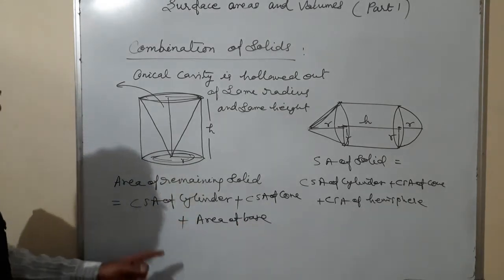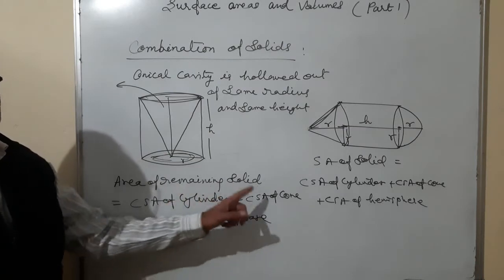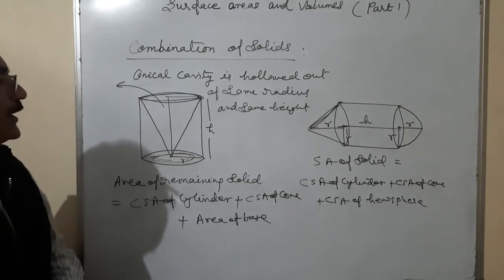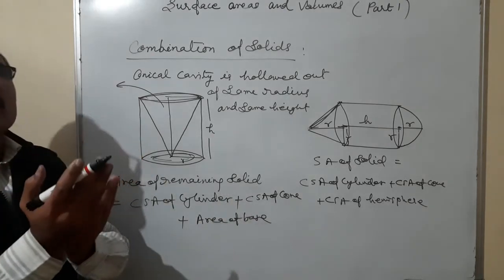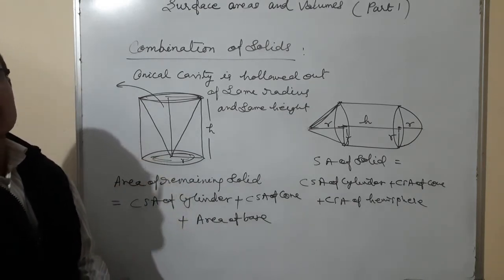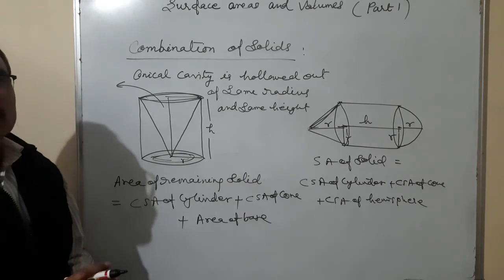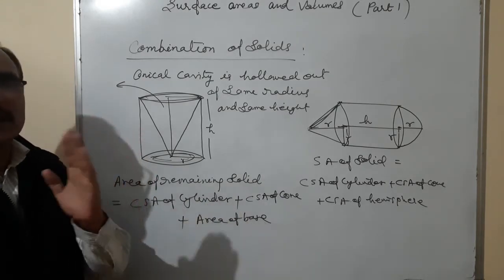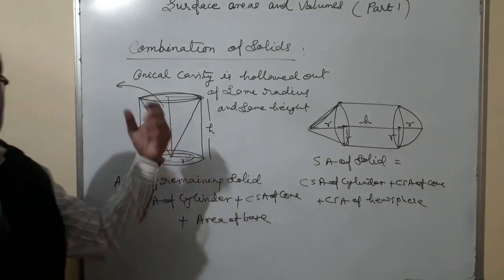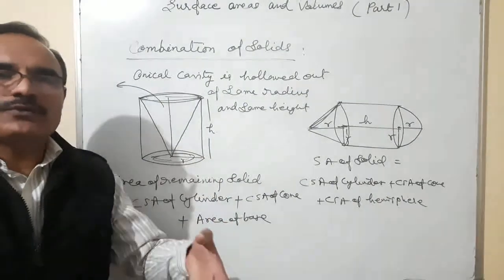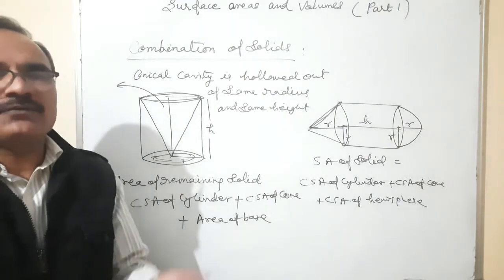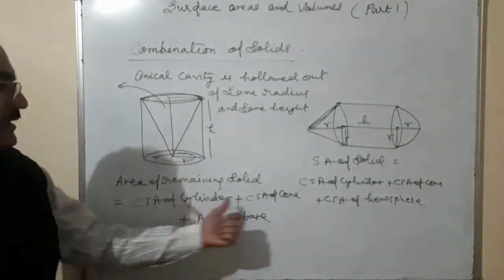In this case also we have to add all these three terms, this plus this plus this, because here we are talking about the area to be painted. That means you are going to paint outside as well as inside and the bottom side. So the total surface area of the remaining solid is equal to CSA of cylinder plus CSA of cone plus area of base. Whenever something is hollowed out, you still add the areas. Here the surface area will be increased, it will not be decreased, so the plus sign is required.